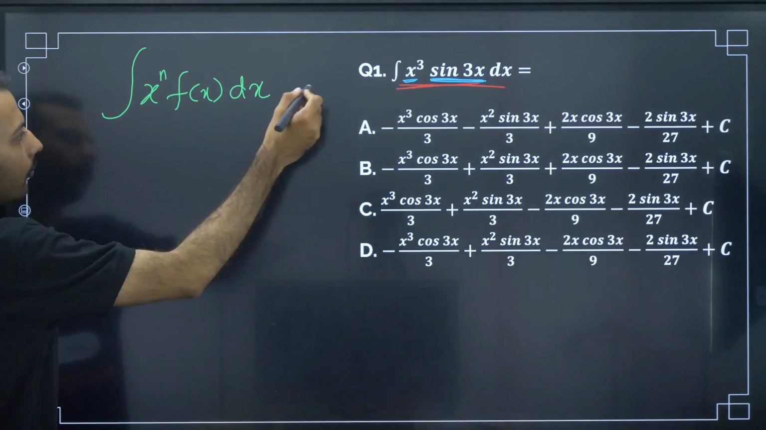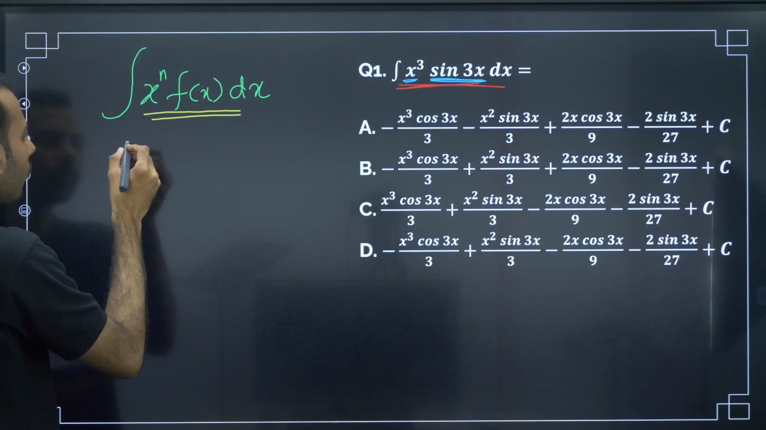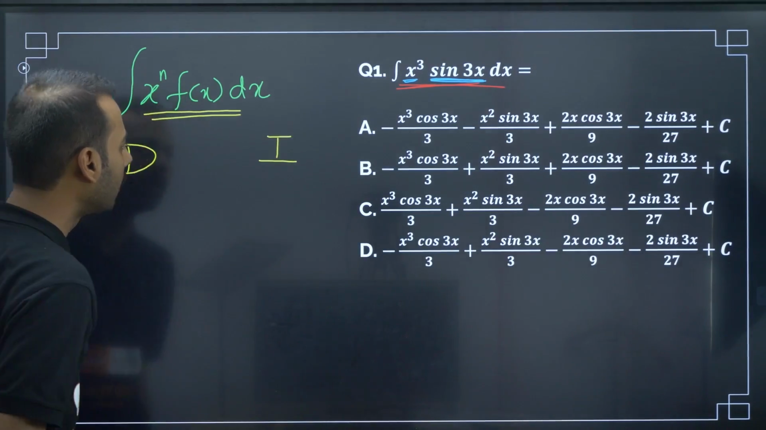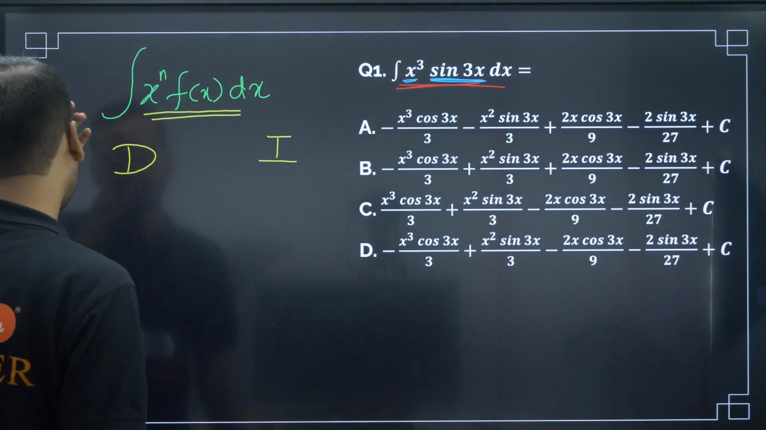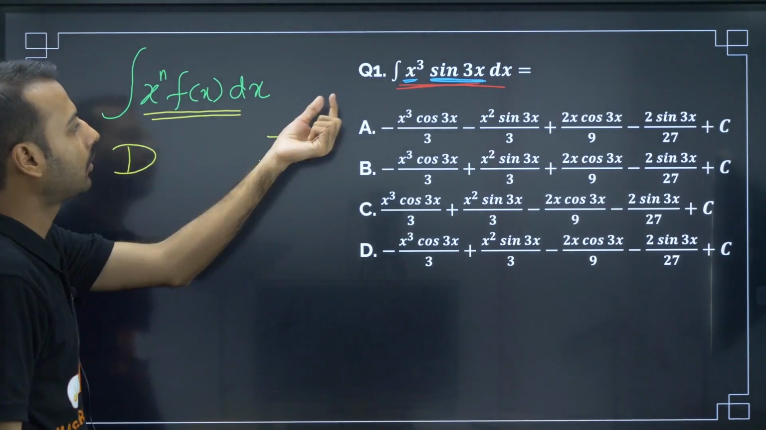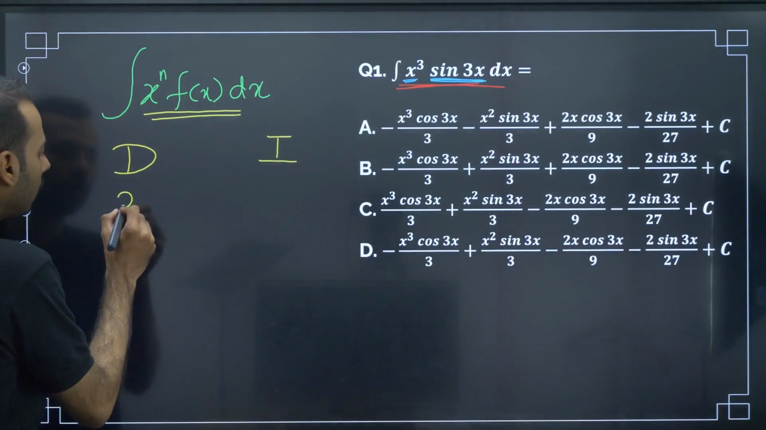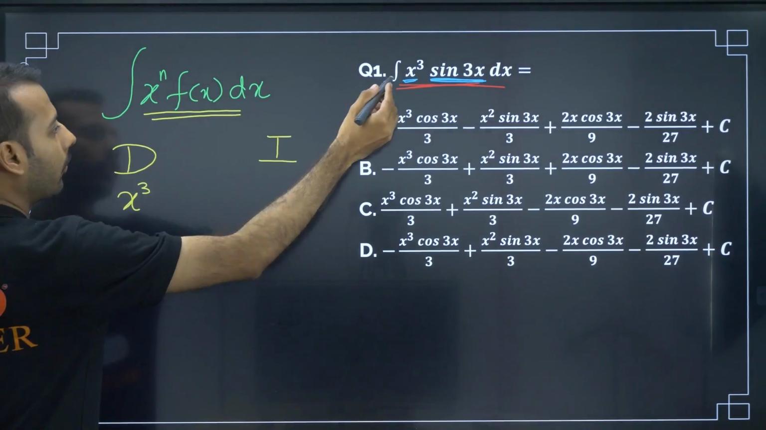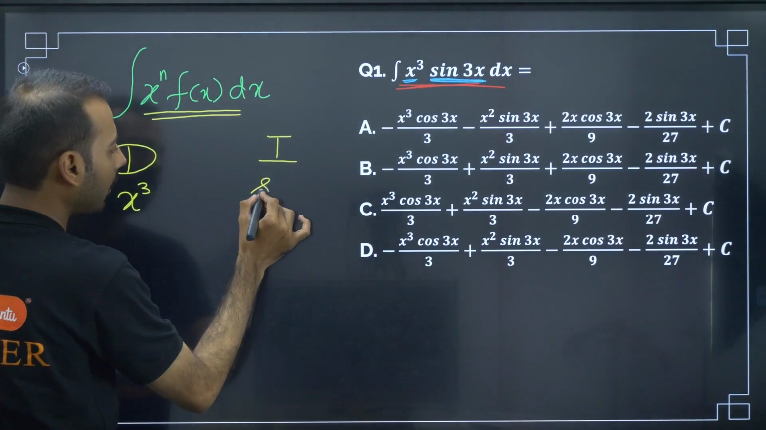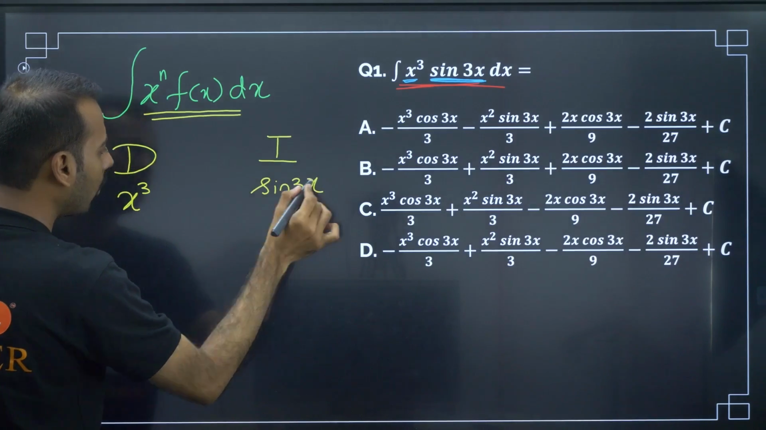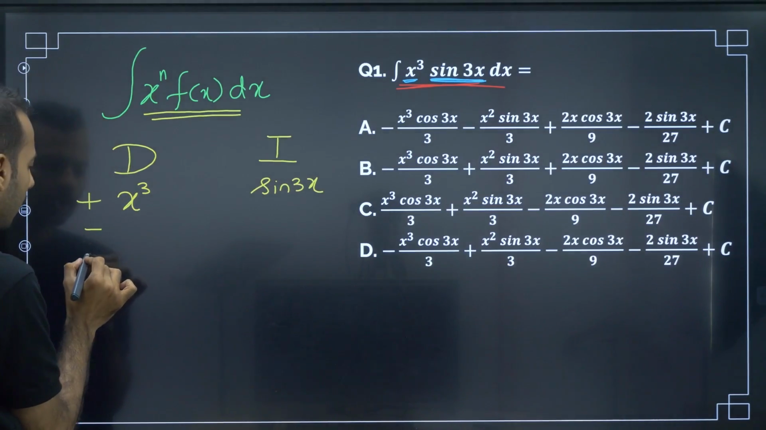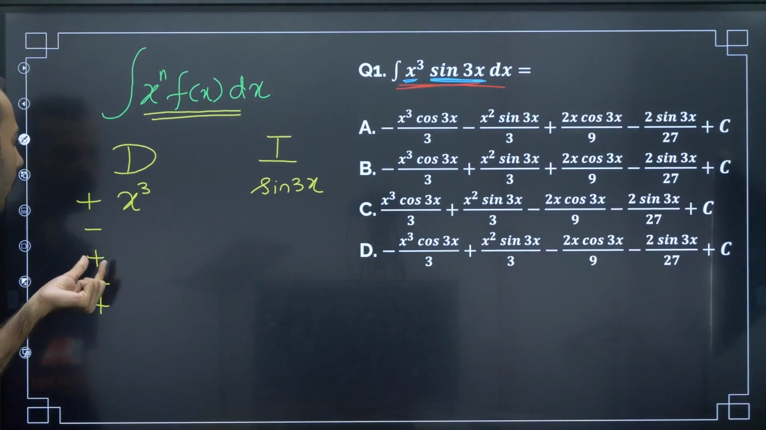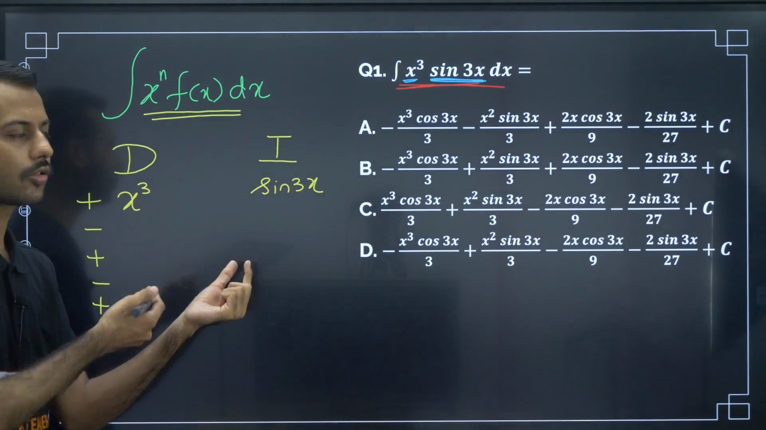Whenever some function is there in this form, what we have to do? First you write differentiation and then you write integration. For the first function, differentiation, x cube you write as it is, same x cube only. Then sine 3x for integration. Also you mark plus, minus, plus, so on, alternatively. Same by parts only we are solving in this way.